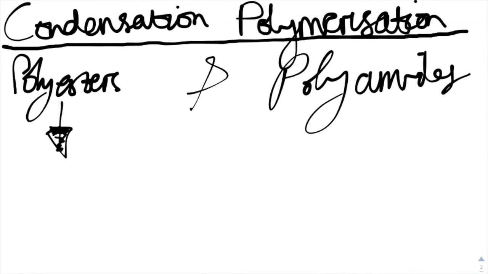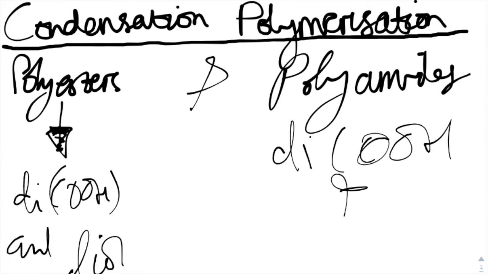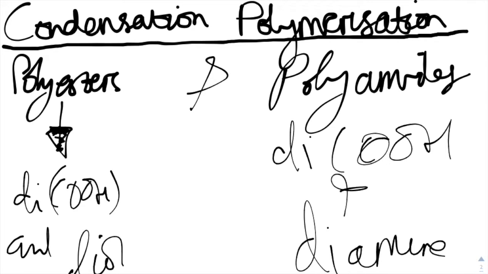Condensation polymerization. So polyesters. Now polyesters are made of dicarboxylic acids and dialcohol, so diol. Polyamides are made of dicarboxylic acids and, as you probably guess, diamine. Because how we would make an amide is by carboxylic acid and an amine. So we use dicarboxylic acid and diamine.